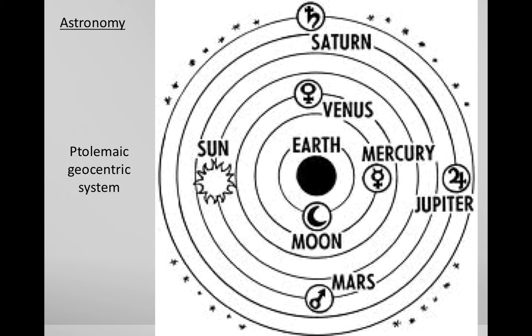So we want to say prior to the scientific revolution, scientists supported what we call the Ptolemaic geocentric system, which is up there on the screen for you. Supported the Ptolemaic geocentric system. And then we want to define that as the belief that the Earth is the center of the universe.